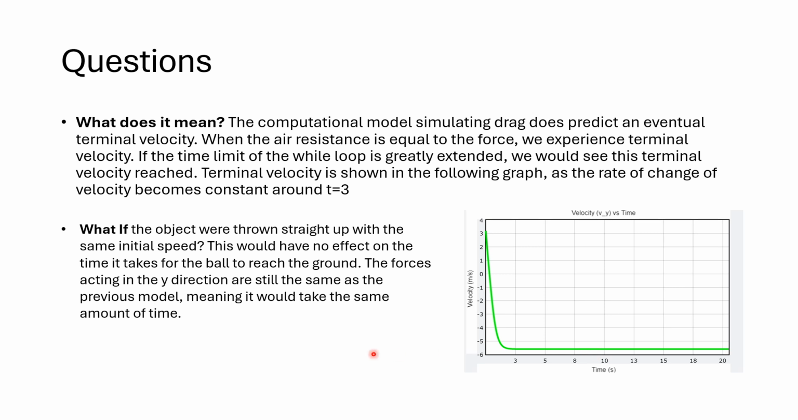You can see this in this graph here, where eventually the rate of change of velocity becomes constant, or becomes 0. So the second question, what if the object were thrown straight up with the same initial speed, and this would have no effect on the time it takes the ball to reach the ground? All of our forces in the y direction are still the same as the previous model, so it would take the same amount of time.